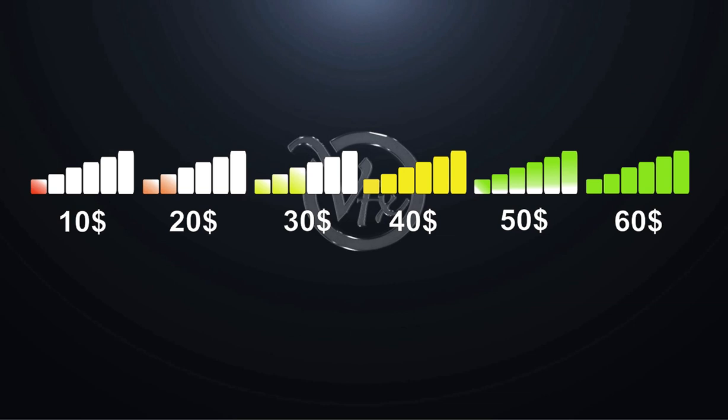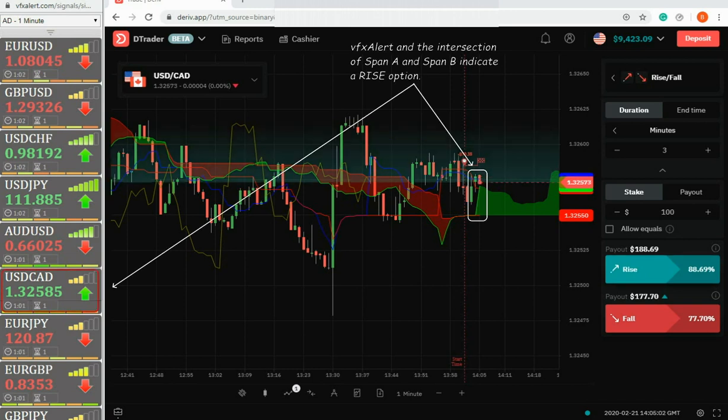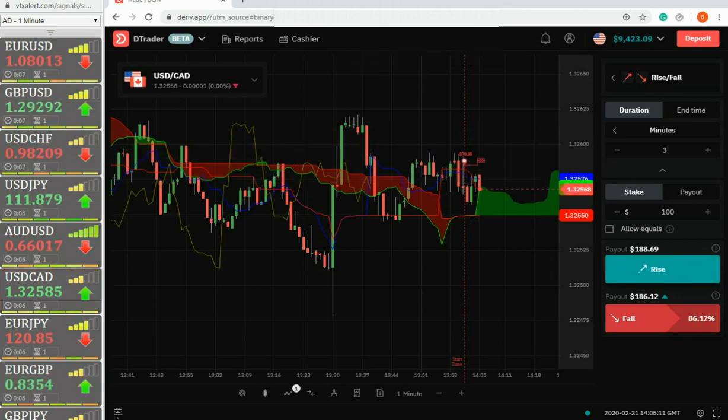There are no restrictions on currency pairs. It is quite possible to use the period of 1 minute, and options with an expiration of 3 minutes. The amount can also be determined depending on the strength of the signal. Adaptive strategy vfxAlert. The first option on Canadian dollar. vfxAlert and the intersection of span A and span B indicate a rise option. Expiration is 3 minutes.